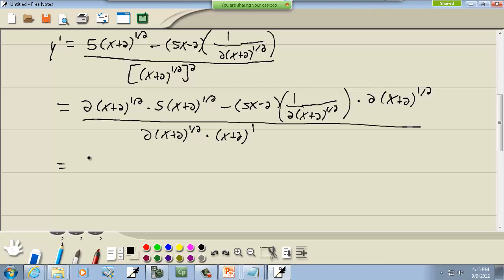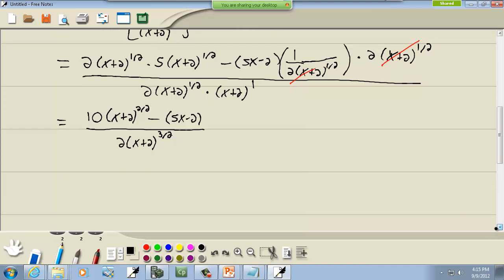Okay, 2 times 5 is 10. X plus 2 to the 1/2 times x plus 2 to the 1/2 gives you x plus 2 to the 2 over 2, minus, that cancels with that. So we're left with 5x minus 2 inside of parentheses, because that negative has to flip the sign of both of those. And down below here, we add the exponents. 1/2 plus 1 gives us 3/2. So this becomes 10 times x plus 2. That negative out in front of that flips the sign of both of those. So it becomes negative 5x plus 2.